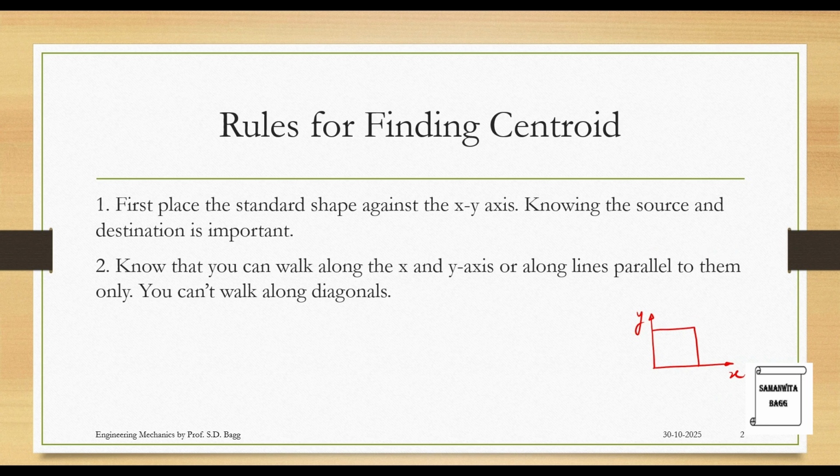Knowing the source and destination is important. Now, your source, or where you are starting from, is always the origin. So let me say that this is my origin and the destination is the point G where we have to land up. That is the coordinate we have to find for this object. Know that you can walk along the X and the Y axis or along lines parallel to them only. You can't walk along diagonals.